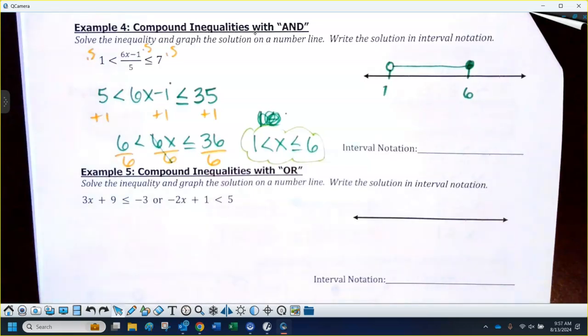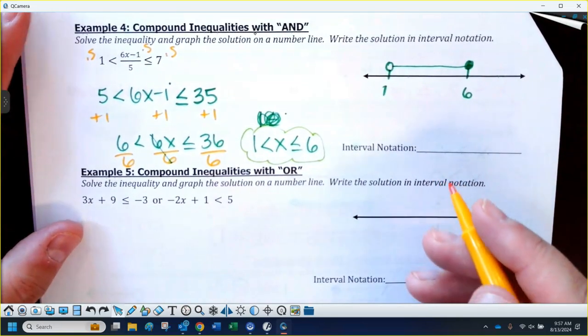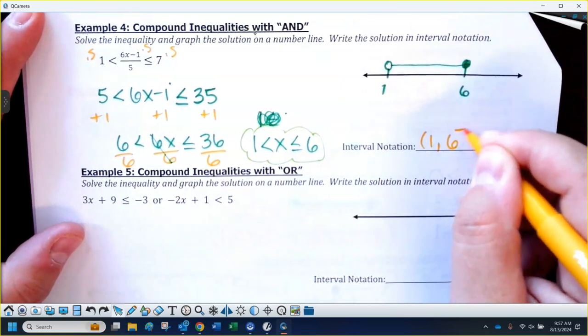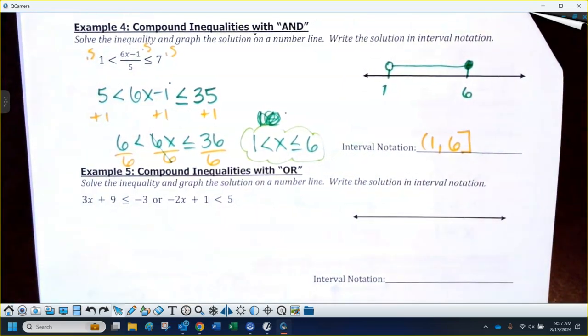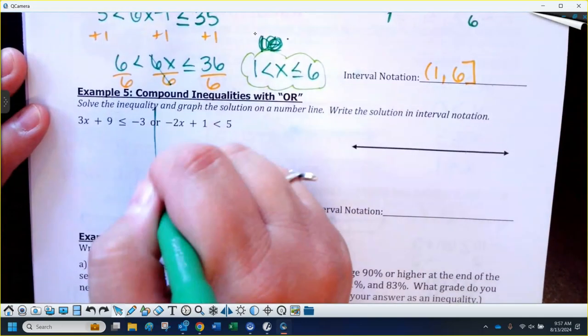The interval notation for these, does anybody want to try this one? What would you write? What do you think? Perfect. Just going to use those two critical numbers that you have there. Now, don't try to put these together if you have an or statement.